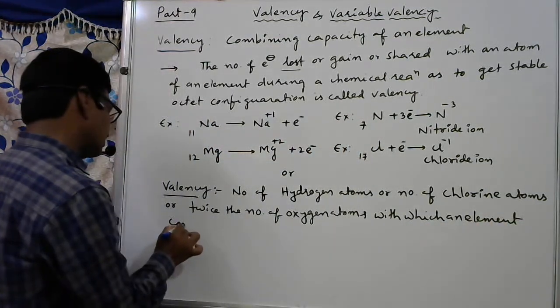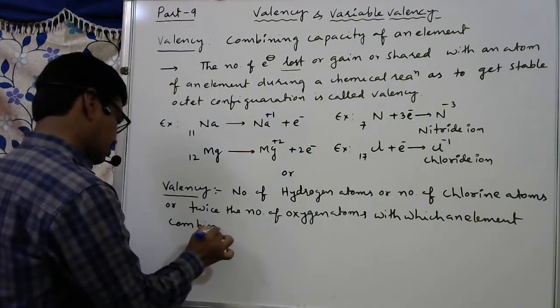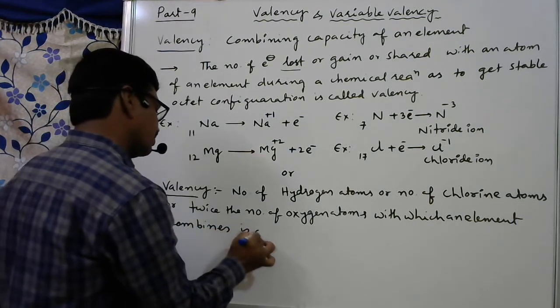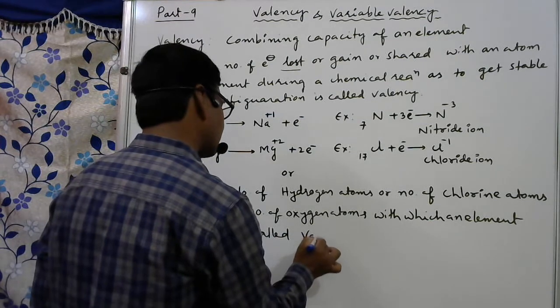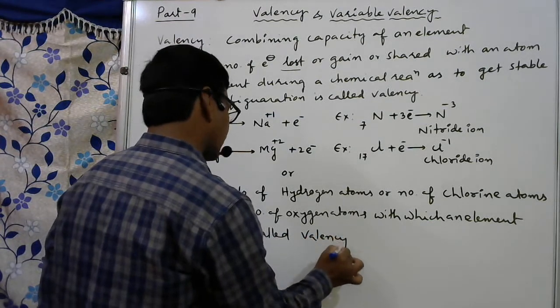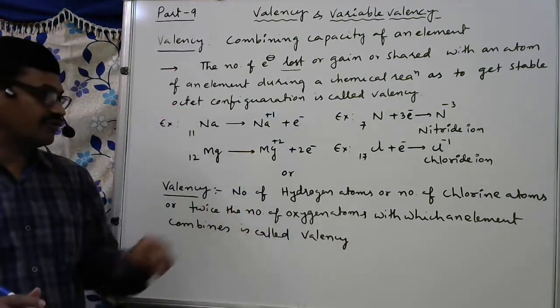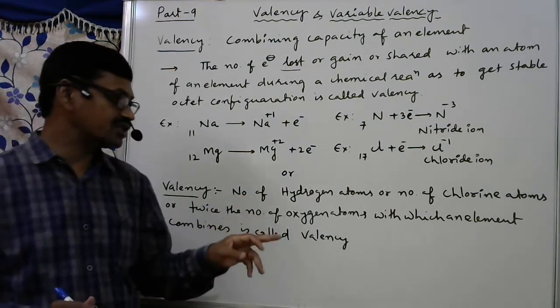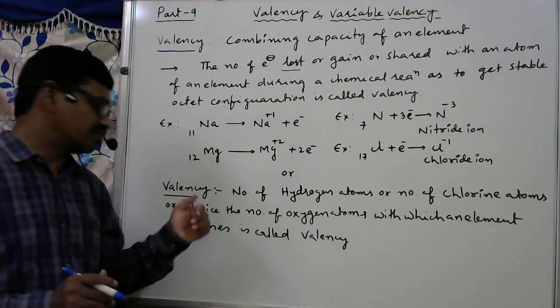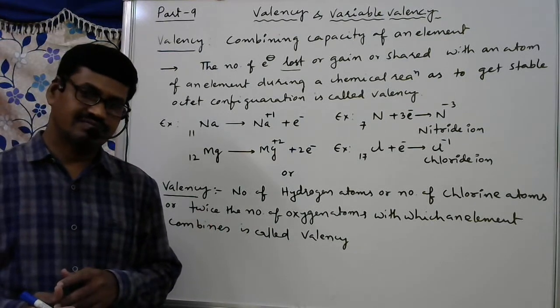combines is called combining capacity, otherwise valency. What's the valency? Number of hydrogen atoms or number of chlorine atoms or twice the number of oxygen atoms with which an element combines is called its valency.